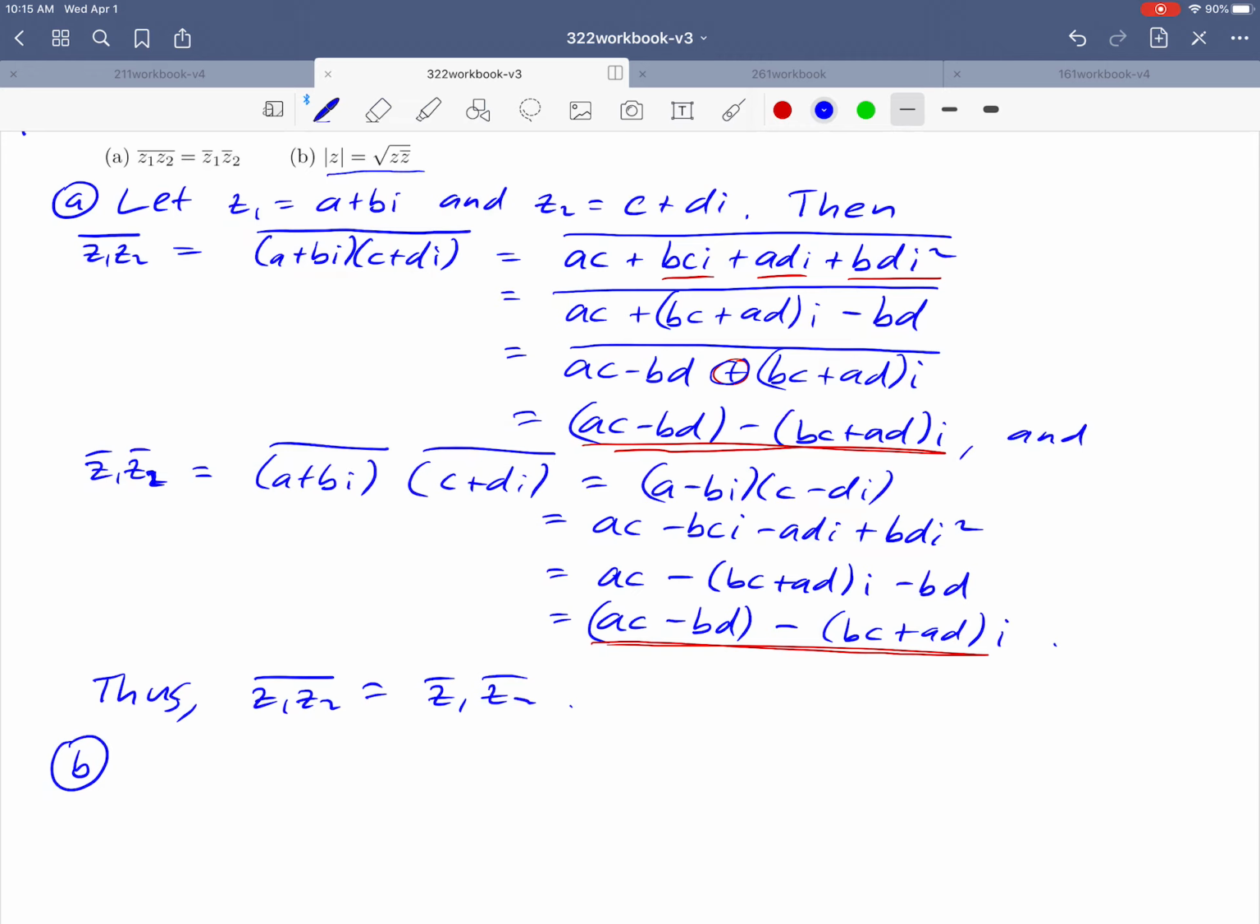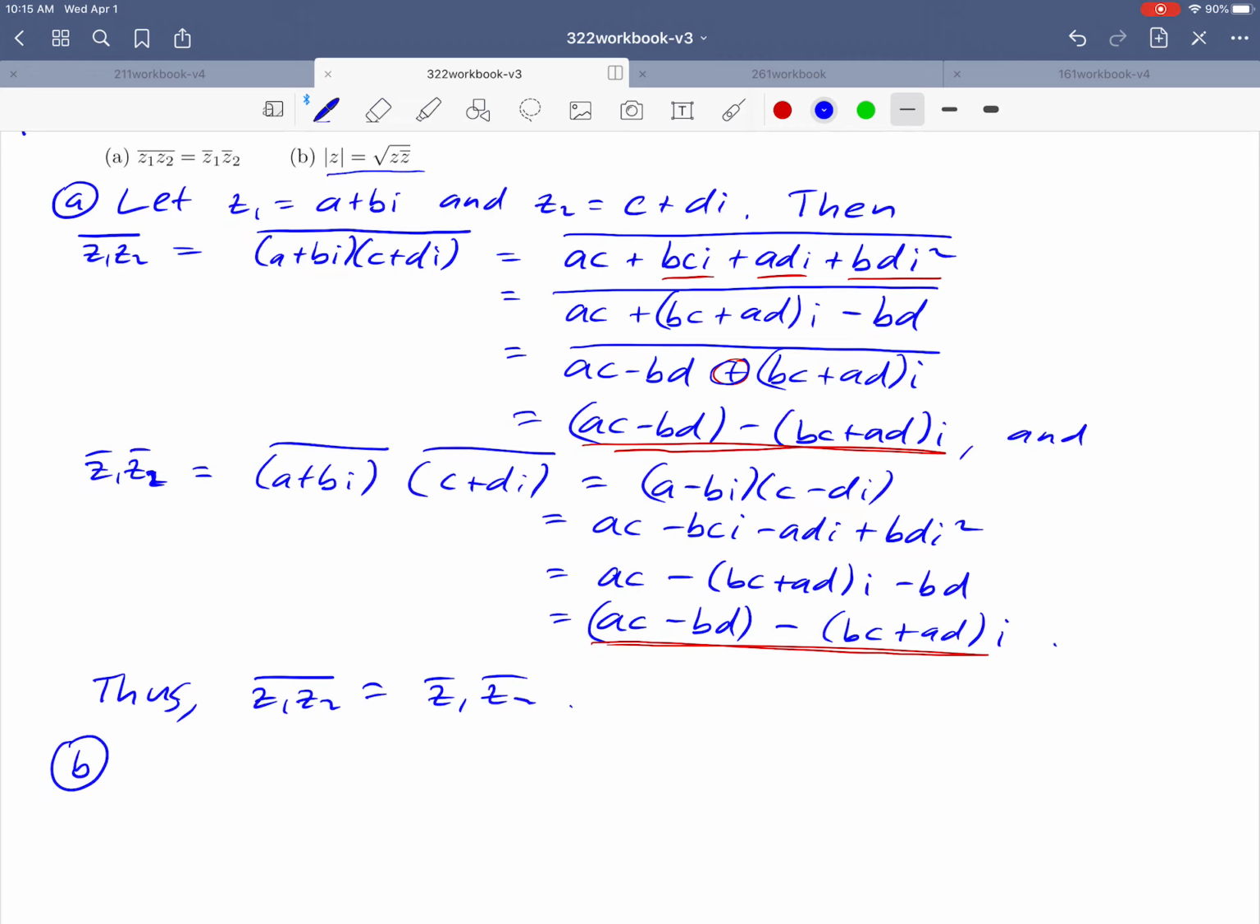Okay, so we're starting with an arbitrary complex number, so let's let z be a plus bi. And we'll work with one side of that equation at a time, starting with the left-hand side. So how is the modulus of z defined? Well, it's the square root of a squared plus b squared. That's the same definition that we wrote at the top of this page.